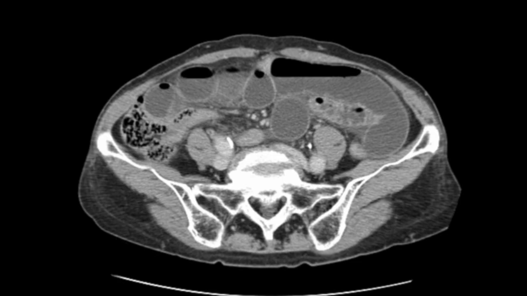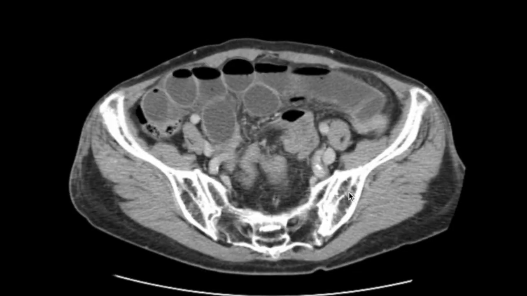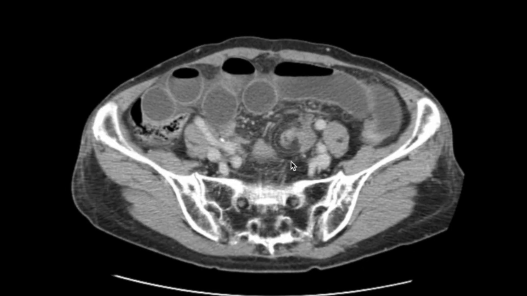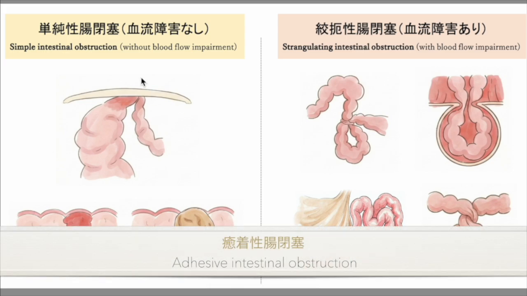Let's analyze this case in more detail. At this point, we've identified diffuse small intestine dilatation, ileus, and a beak sign in the pelvic region where the small intestine suddenly narrows, suggesting obstruction there. Where does this intestinal obstruction fall within the classification chart? Here's the answer. It's simple obstruction due to adhesions.